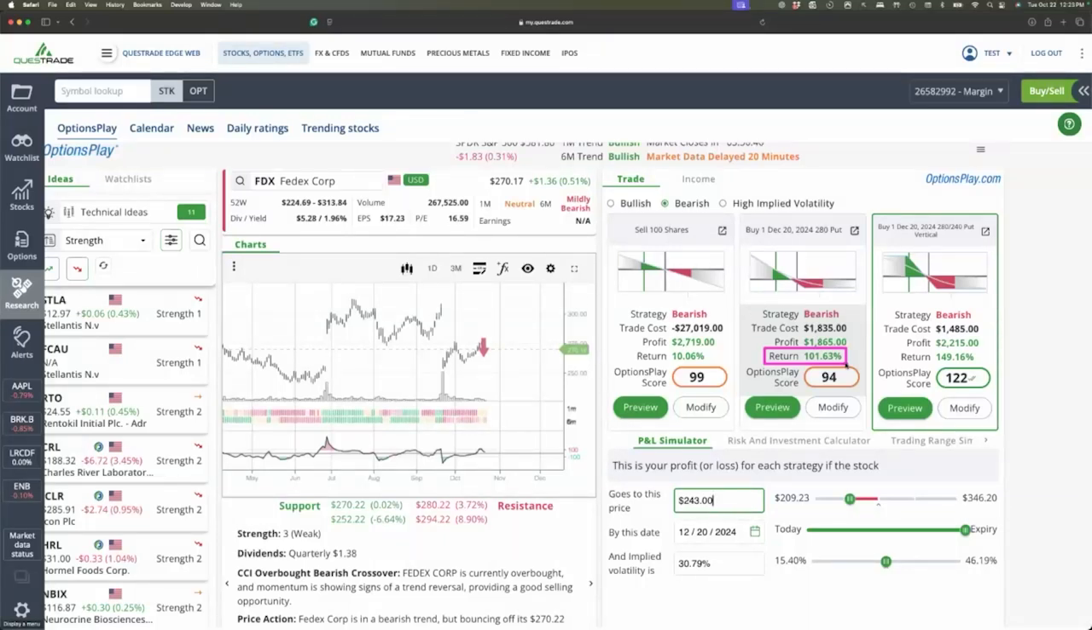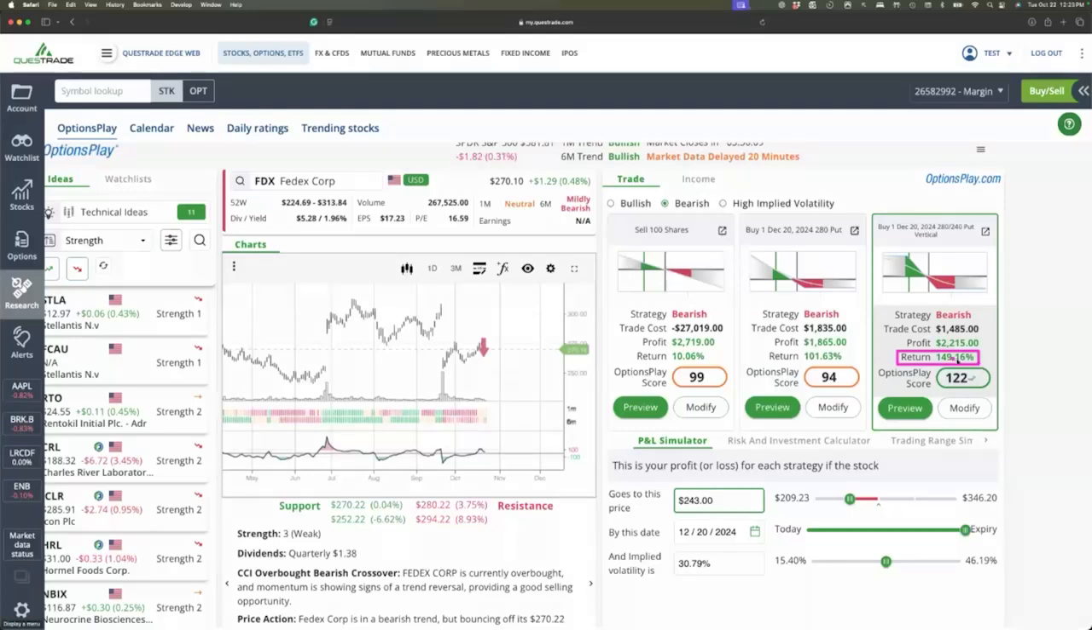And then if I look at the strategy on my right-hand side, I'm risking 1485 to make 2215. Now, these numbers are based on expiration, meaning if the stock is at 243 at expiration, this would be my return expectation if FedEx is at 243 by that December 20th expiration. And as you can see, now I know exactly how much I can potentially make on the trade. Those are important numbers to understand to make the decision as to whether this is a trade that I want to place or not.